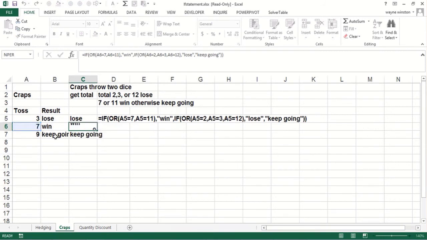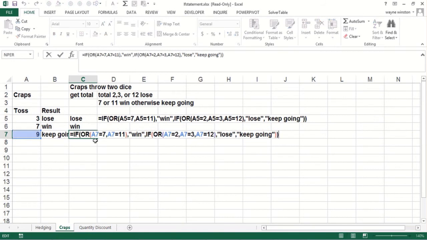What if you throw a 9? Okay, is A7, does a 9 equal 7? No. Does 9 equal 11? No. So this is basically false. Does 9 equal 2? No. 9 equal 3? No. 9 equal 12? No. So that's false. And then you go to keep going.